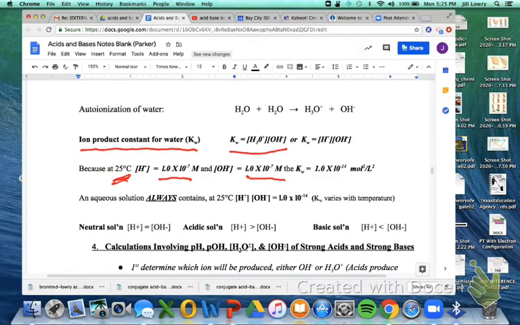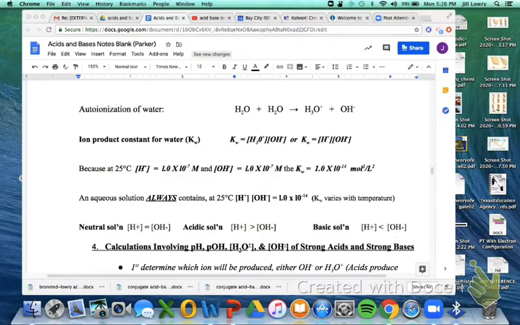But this becomes kind of important. So if we're talking about hydroxide and hydronium concentration, whenever we have a neutral solution, they're going to be equal to each other. If it's acidic, my hydrogen ion concentration should be greater than my hydroxide. And if it's basic, it should be the other way around, where I have my hydroxide concentration being greater.